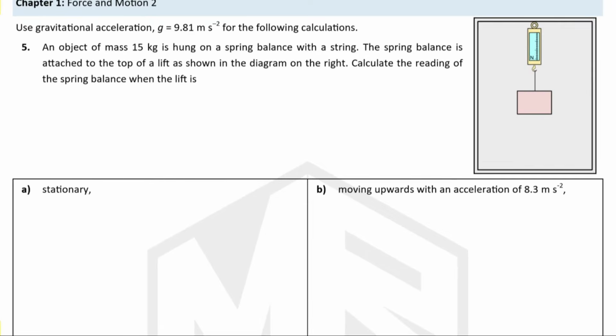An object of mass 15 kg is hung on a spring balance with a string. The spring balance is attached to the top of the lift as shown in the diagram. You can see in the diagram. Calculate the reading of the spring balance.